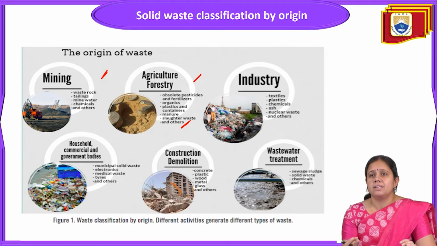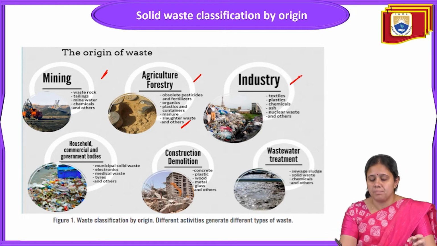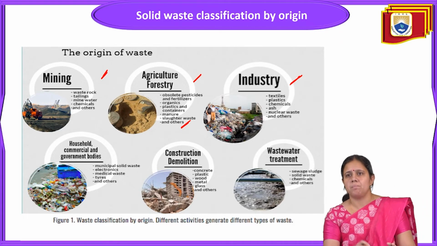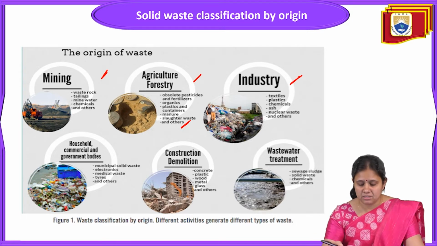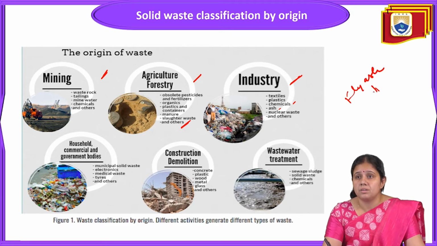Next is industry waste. Industry includes the textile industry, plastic, chemical, paint industry; fly ash comes from thermal power plants, nuclear waste comes from nuclear power activity, and other waste. All waste coming from industrial activity is called industrial waste, and examples, as we have already discussed, are textile, plastic, chemicals, ash, and fly ash, which comes from thermal power plants.